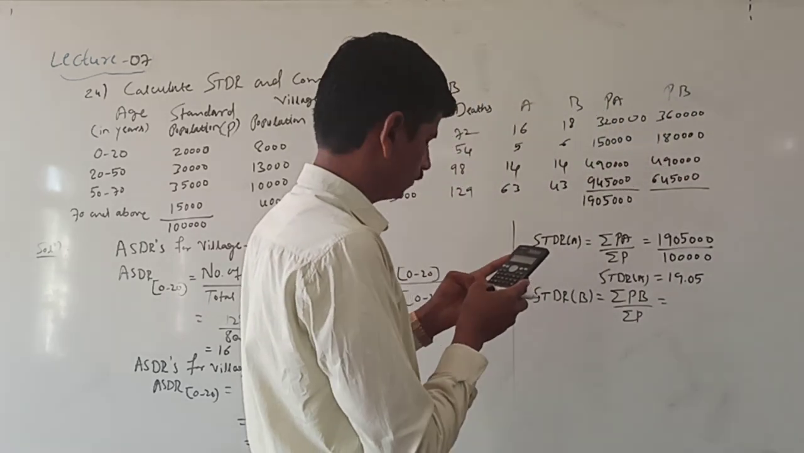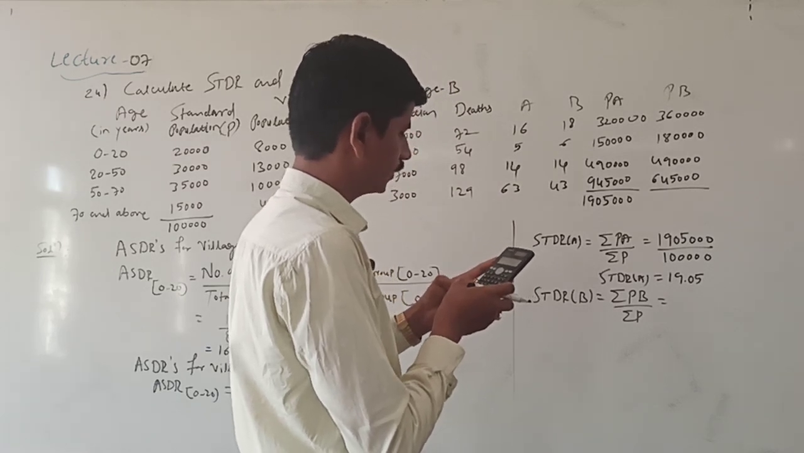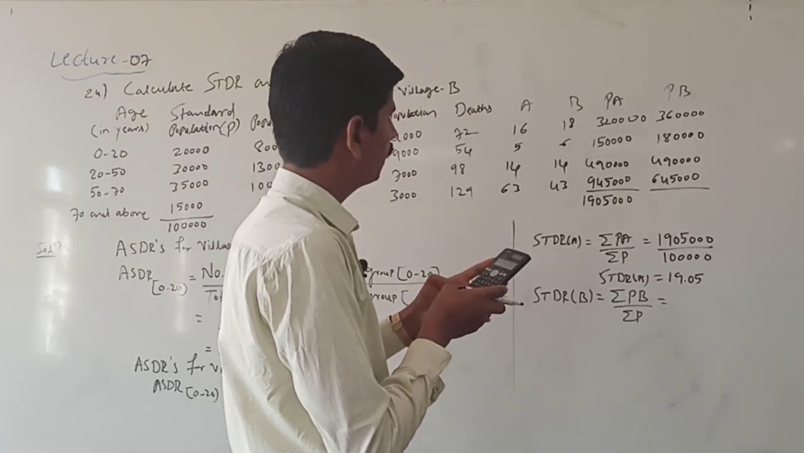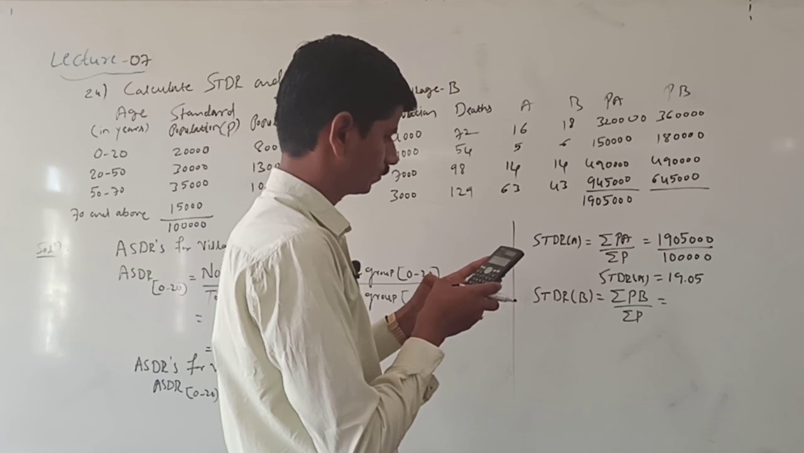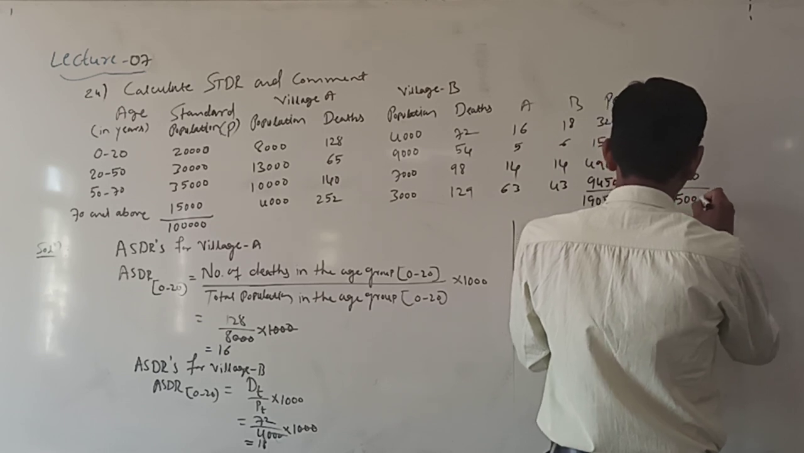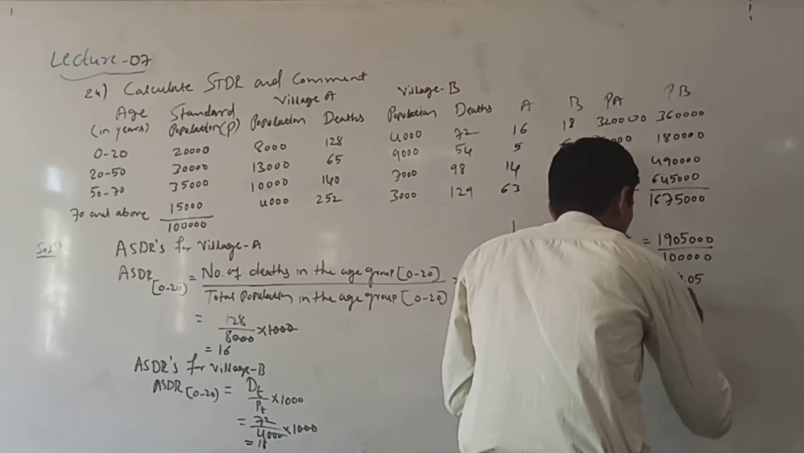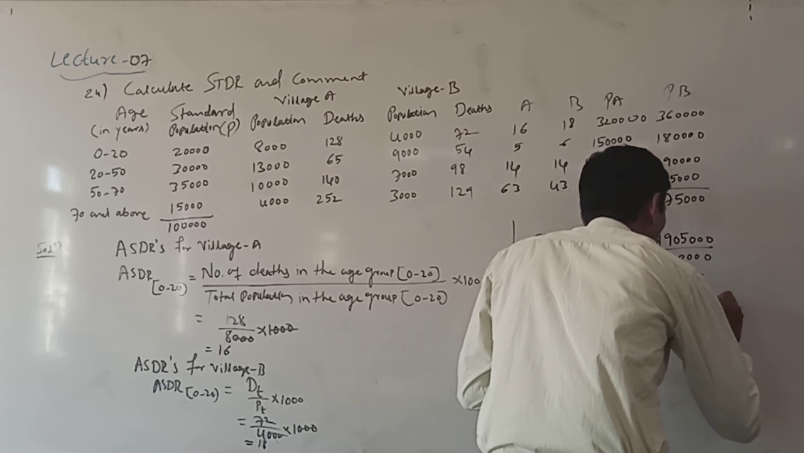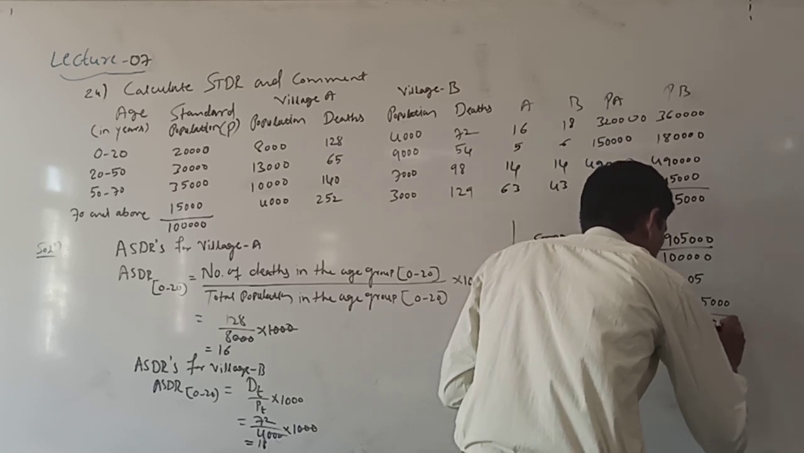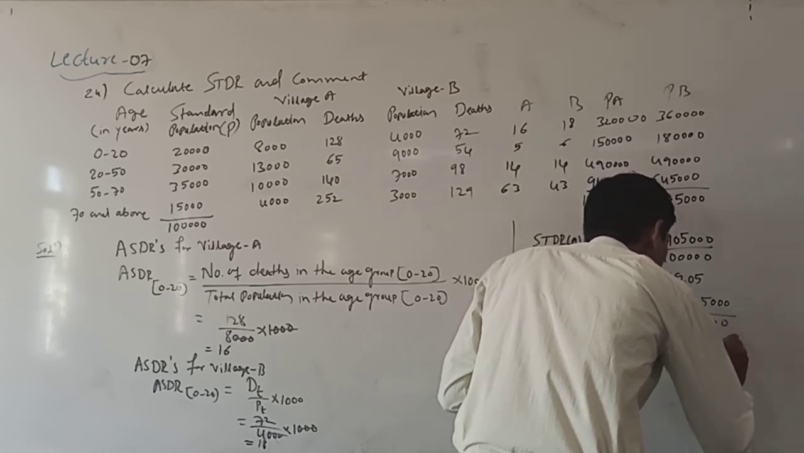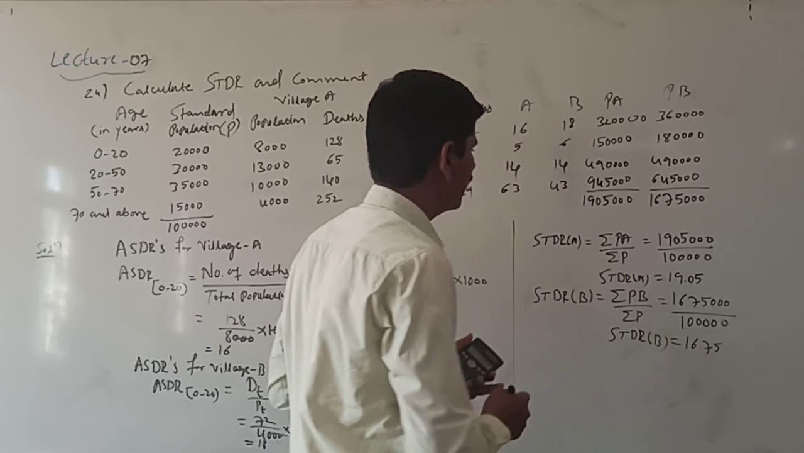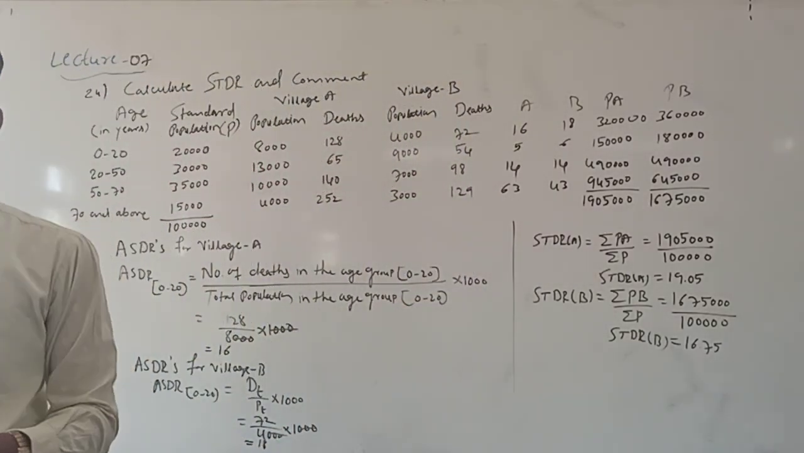If you want sum of PB, 6,45,000 plus 4,90,000 plus 1,80,000 plus 3,60,000. Then we'll get 16,75,000. Substitute the values. 16,75,000 divided by 1 lakh. Then we'll get 16.75. It is STDR for B. STDR for A is 19.05 and STDR for B is 16.75.